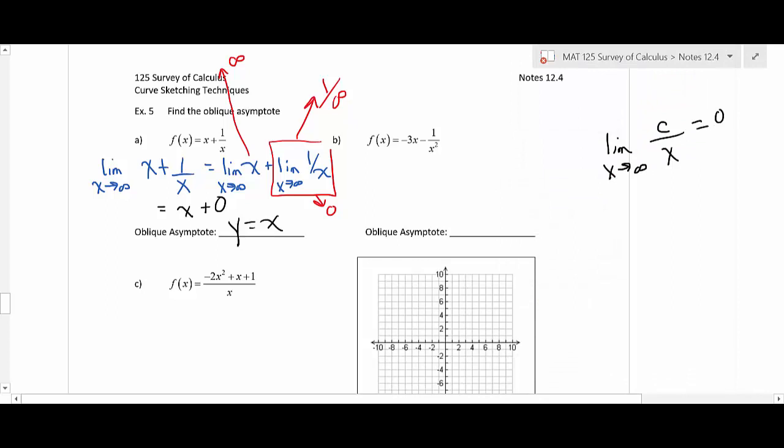Okay. All right, let's do the next one. It's the same idea, pretty much. What you want to do on this is go ahead and do the limit as x goes to infinity of negative 3x minus 1 over x squared.